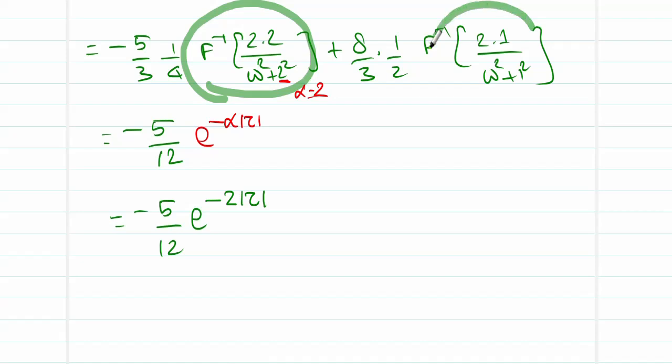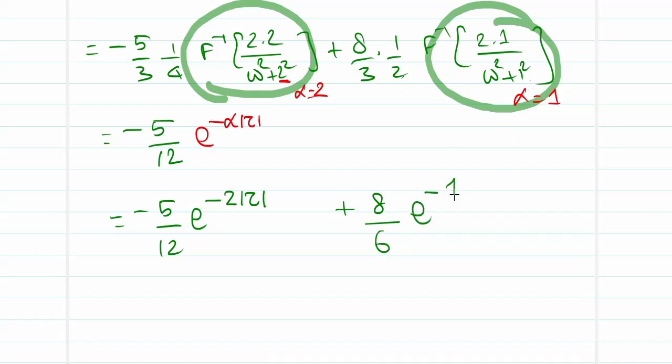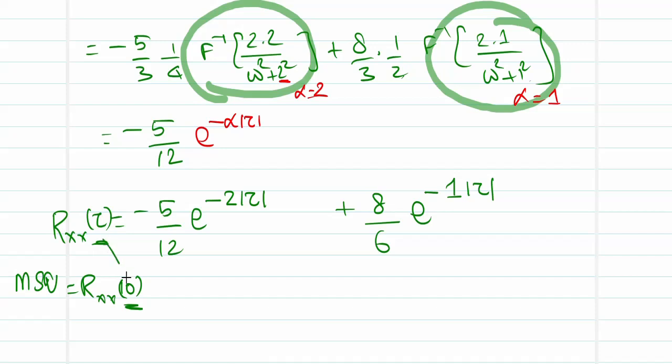Similarly, for the second factor, I will be having my alpha as 1. So this will give me the quantity plus 8 by 3 2s are 6, e power minus alpha, which is equal to 1 times modulus of tau. So this is my Rxx of tau. Notice, dear, it is Rxx of tau, not Rxx of 0. But what is our requirement? Mean square value, which is my Rxx of 0. So what I'll have to substitute finally? I'll have to substitute tau as 0.